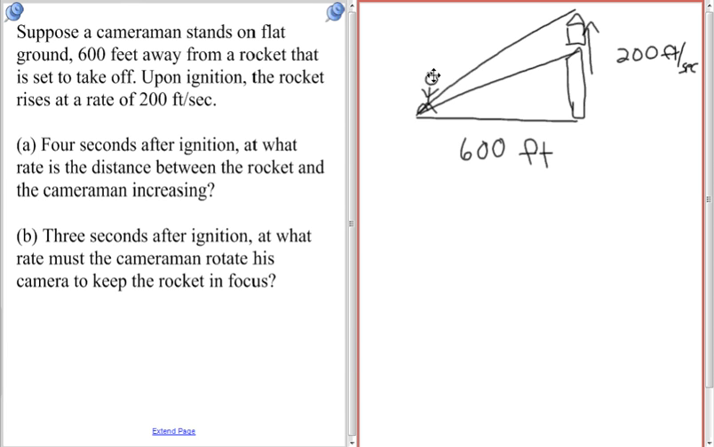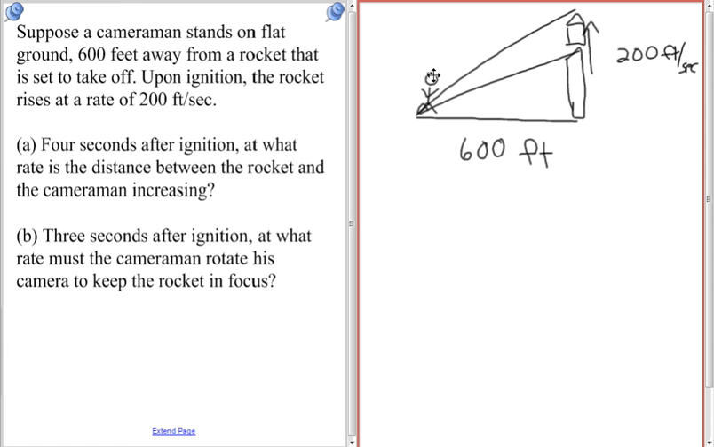And now as we draw our picture, we start to see a very common situation. We start to see a basis of a right triangle situation. And when we look at our right triangle, the bottom side, the 600 feet, remains constant throughout the problem. But as the rocket continues to rise on the far right side, that side of the triangle increases. And then the hypotenuse, which represents the distance between them, also increases.